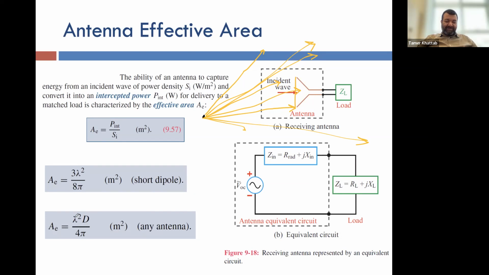So A effective for any antenna is equal to lambda square multiplied by directivity divided by 4 pi. For the case of a short dipole antenna, you substitute the directivity of that and you get the expression 3 lambda square over 8 pi. But in general, it's given by directivity divided by 4 pi multiplied by lambda square. That's the effective area of any antenna when it's receiving a signal from any transmitter.